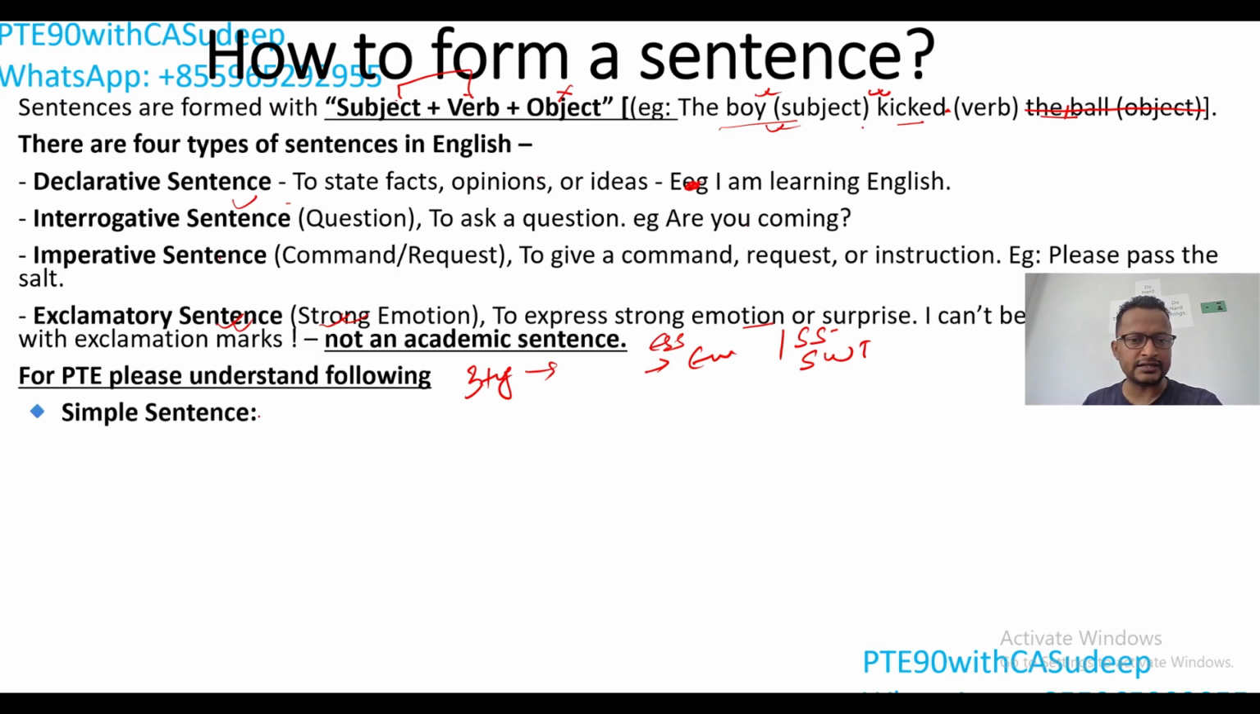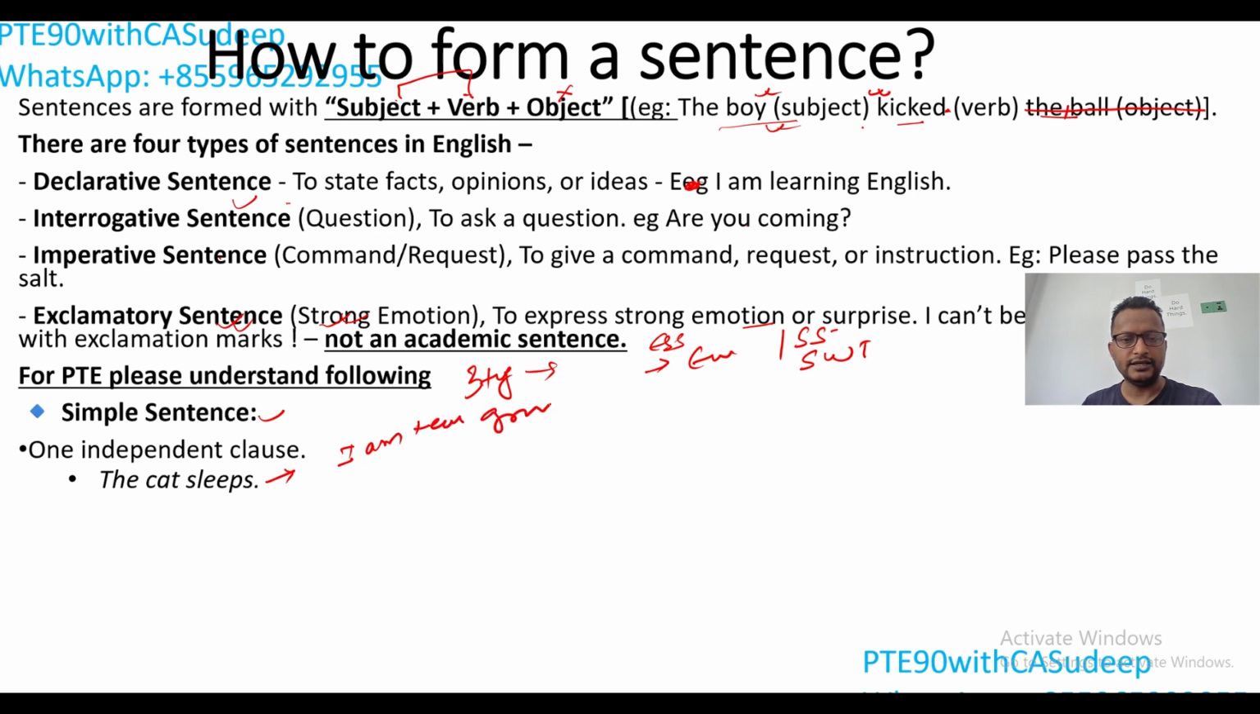So what is a simple sentence? A simple sentence is a sentence which is one independent clause and which talks about only one idea. For example, "I am teaching grammar." See, this is only one sentence, right? One complete sentence. So this is a simple sentence, right?